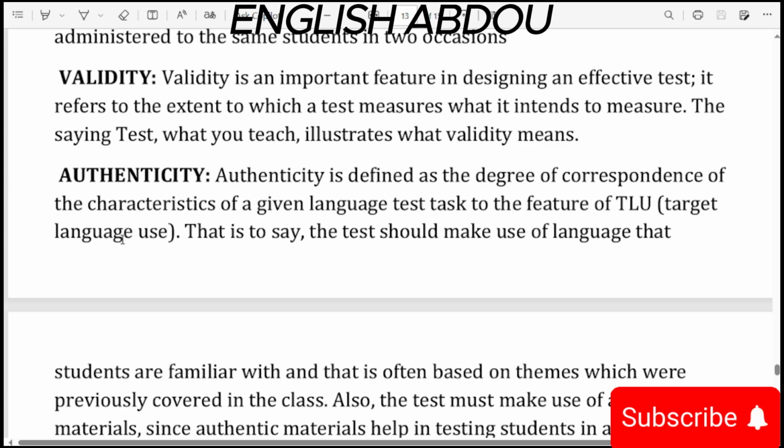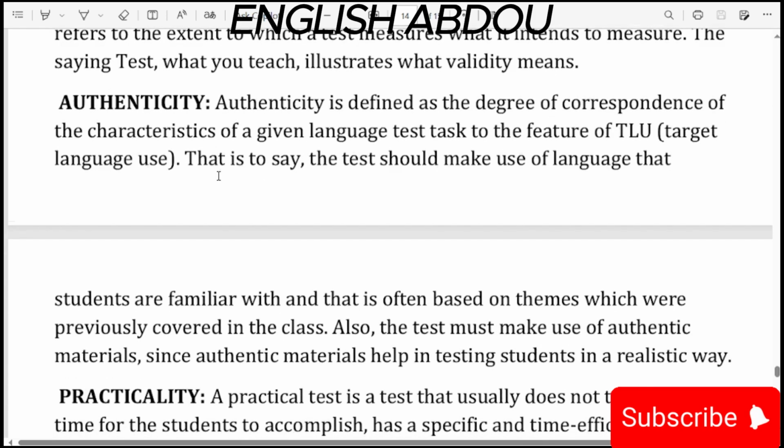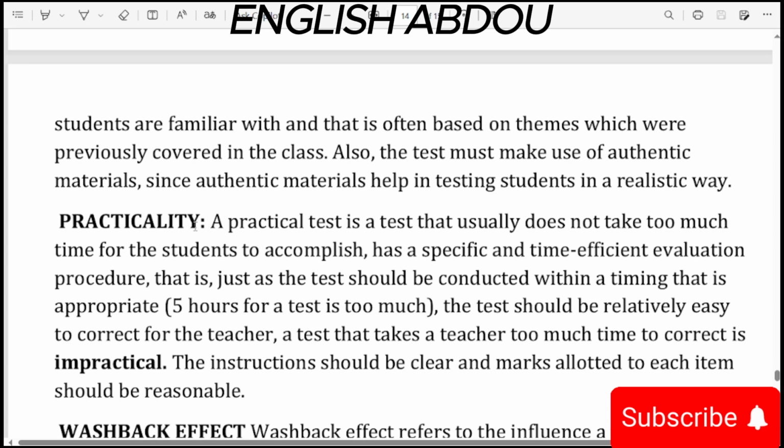Okay, authenticity, for example, for an exam, you can give a project to students, to make a project about something and bring it to the class. It is a kind of test that is authentic. Okay. Practicality, so there should be practicality. There are some tests that are difficult and need more time, so we give enough time also.